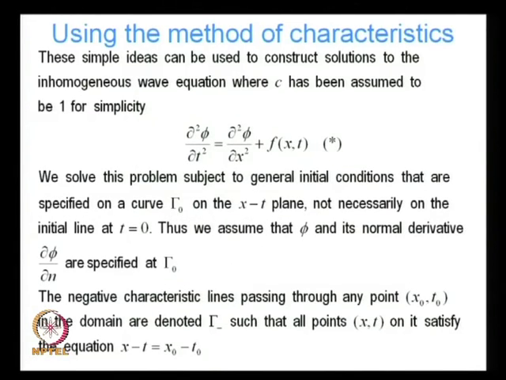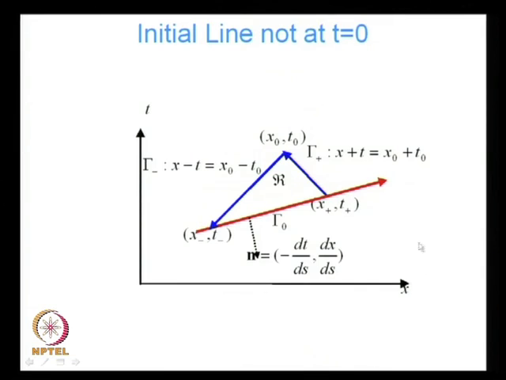So, the negative characteristic lines passing through any point x0, t0 in the domain are denoted gamma minus. So, these are the negative characteristic lines, this gamma minus, and these are the positive characteristic lines. Here is my point x0, t0. Through this point I have these two lines, each having slope 1 and minus 1 in this case, because our wave speed is 1.